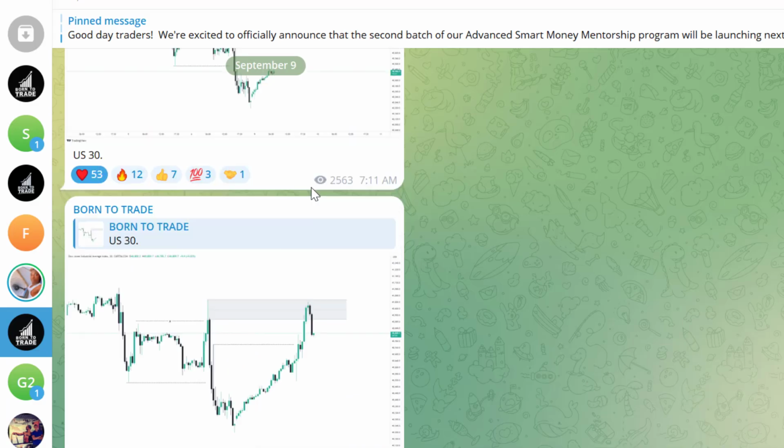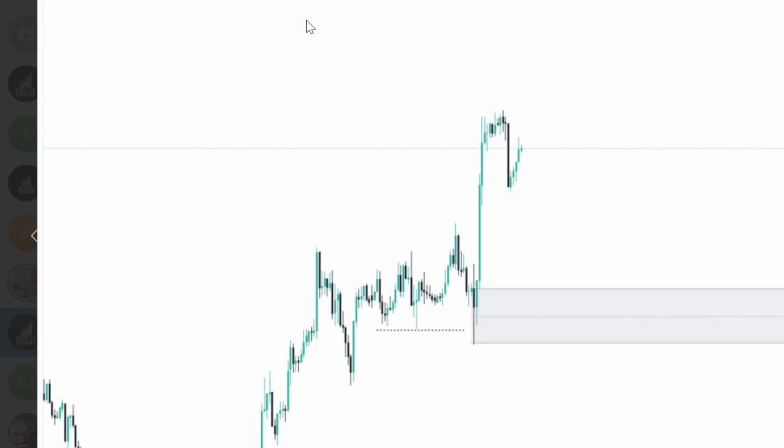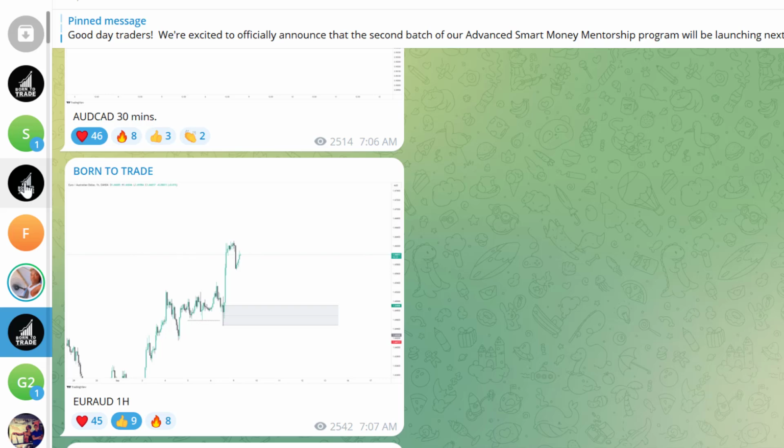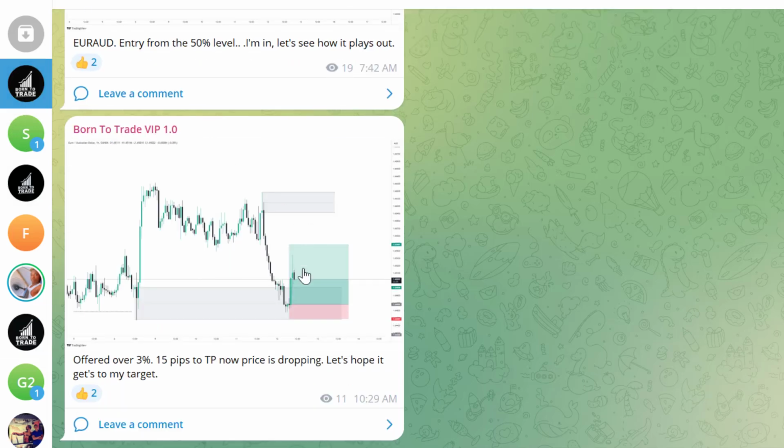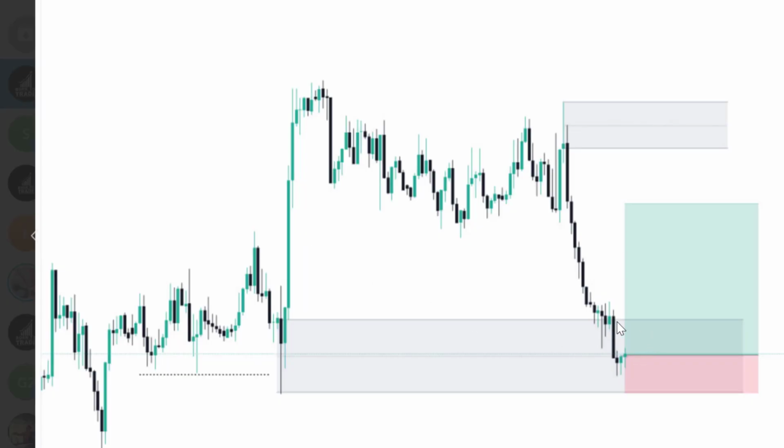Let me show you. So it's this particular trade we have right here. This is Euro AUD on the 1 hour time frame. So this is the next setup I'm currently in, and I think I shared it with my VIP students. So this is where I got my entry. At first I would have entered from the level right here, but I waited. When price reached the equilibrium level of the zone, I got my entry from this particular level.